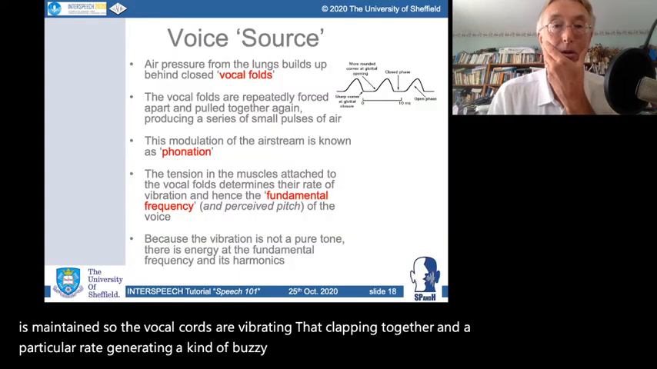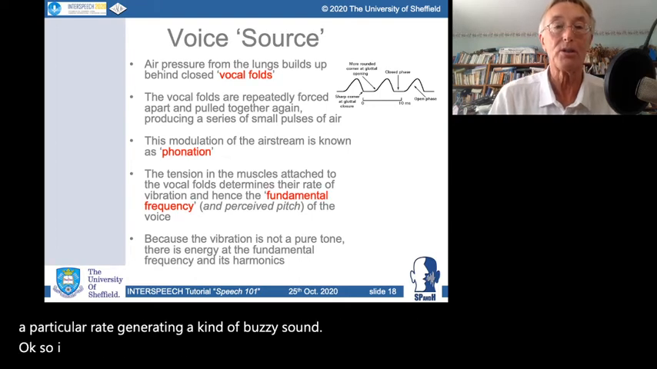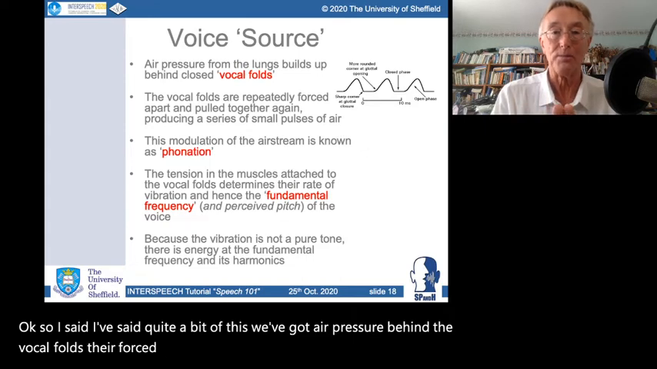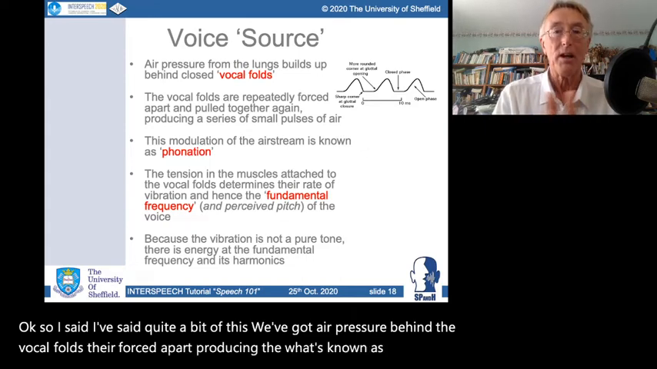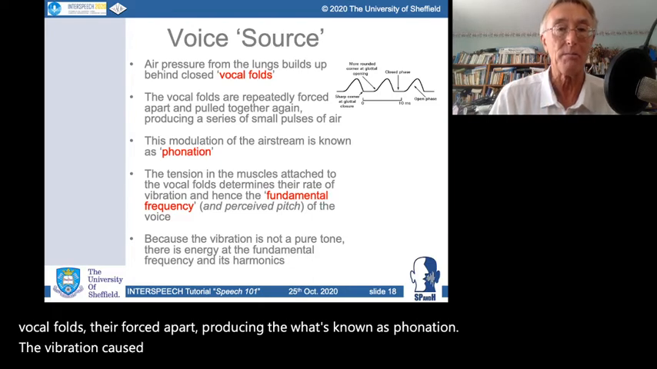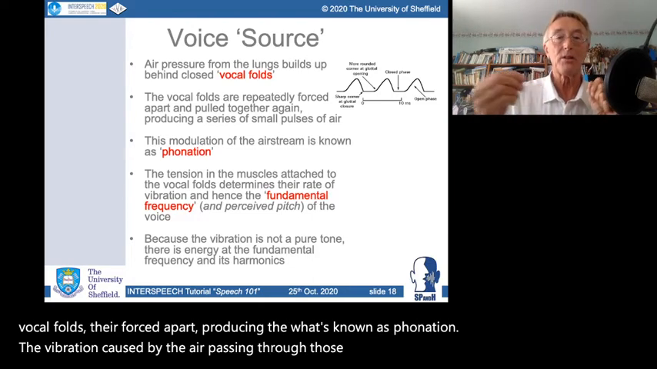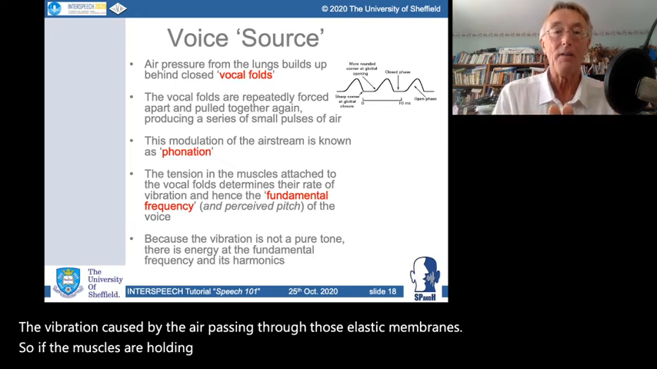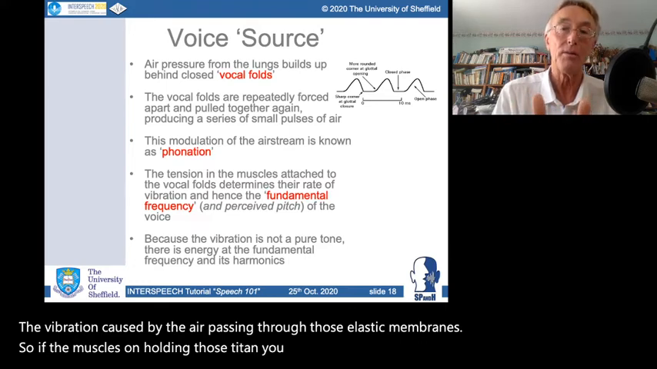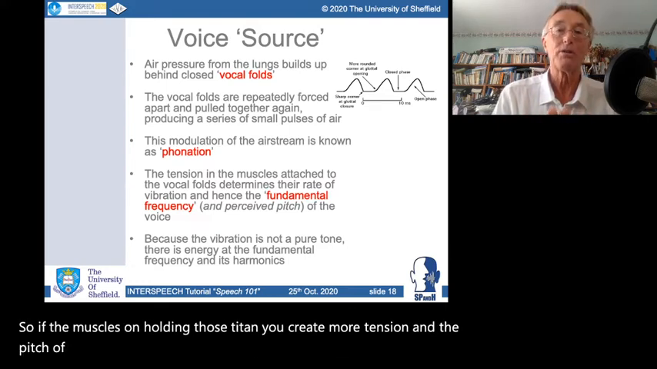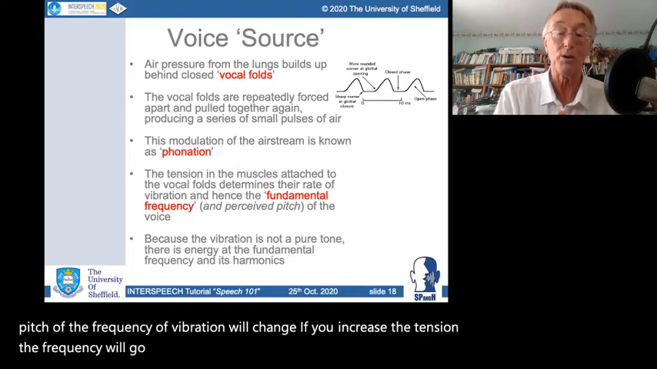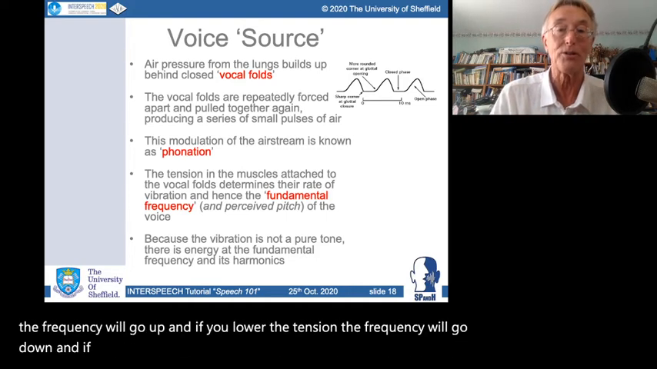Okay, so I've said quite a bit of this. We've got air pressure behind the vocal folds, they're forced apart, producing what's known as phonation, the vibration caused by the air passing through those elastic membranes. So if the muscles holding those tighten, you create more tension, and the pitch, the frequency of vibration, will change. If you increase the tension, the frequency will go up, and if you lower the tension, the frequency will go down. And you can also hold them open, in which case there's no vibration at all.